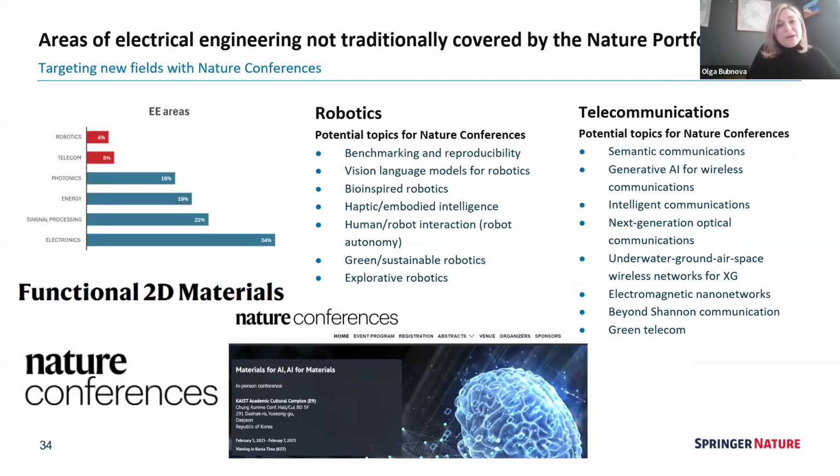So, like I already mentioned, there are some fields of electrical engineering that have been at least partially covered in H portfolio, for example, electronics, photonics, but some have not been really touched at all. So telecom and robotics are very good examples of that. And these are notoriously difficult fields in terms of recruiting papers, commissioning.